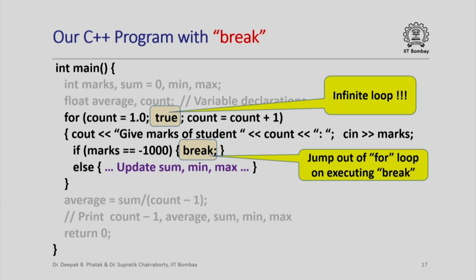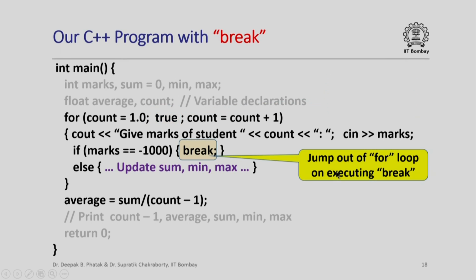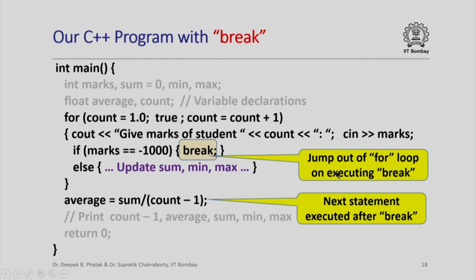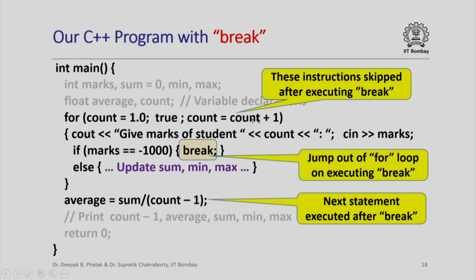What does the break statement do? It allows us to jump out of this loop immediately on executing the break statement. Specifically, when I execute the break statement, the next statement that is executed is the one immediately after the loop. Note that this statement, which is normally executed after every iteration completes, is not executed after we execute the break statement. So the break statement really tells the computer, jump out of the loop, no matter what other statements are there in any part of the loop. So it will jump out over here, ignoring this statement.